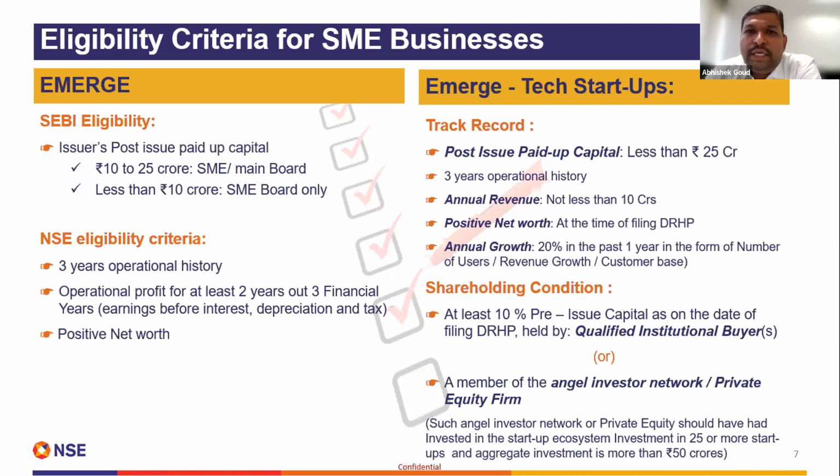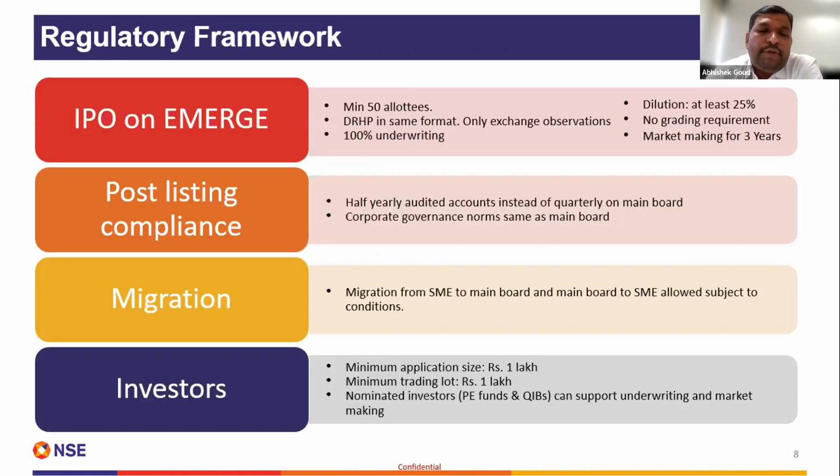So these are a few eligibility requirements where companies can fulfill these and then make themselves eligible to be listed on the NSE's SME platform. Now, moving on to the regulatory framework, along with the 25 crores capital what SEBI has laid down, it says that an IPO on the SME platform can get completed with minimum 50 applications. Whereas compared to the main board, it requires at least 1,000 applications.